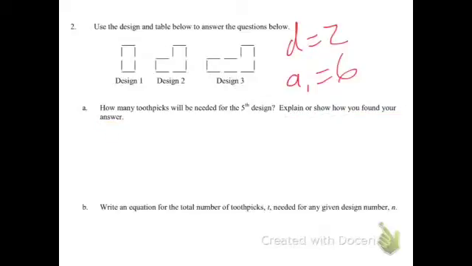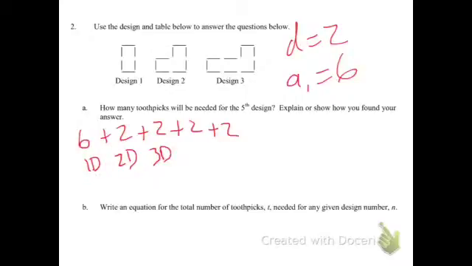Well, if you notice here at design 3, we do have 10 toothpicks. 1, 2, 3, 4, 5, 6, 7, 8, 9, 10. And we're adding 2 every time. So we add 2 to get to the 4th design, and then add 2 again to get up to the 5th design. So really, if you want to write it out, you could do 6 plus 2 plus 2 plus 2 plus 2. This is the 1st design, this is the 2nd design, 3rd design, 4th design, and then 5th design. And that gives you a grand total of 14.